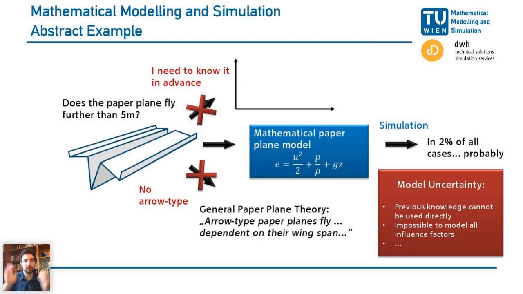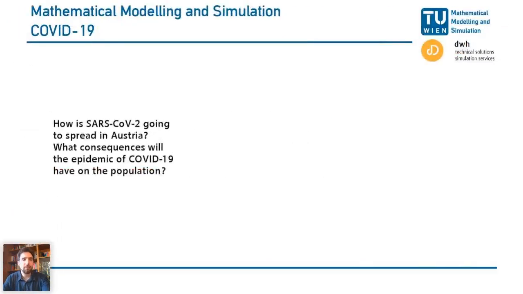Now I've talked a lot about paper planes. Let's come to something more interesting, something why you're all here. Let's say we have also a very specific question. How is, for example, the coronavirus going to spread in Austria? What consequences will it bring for the population? What kind of things can be done to interfere with that? That's a very specific question. Well, it's not very specific, but it's specific enough.